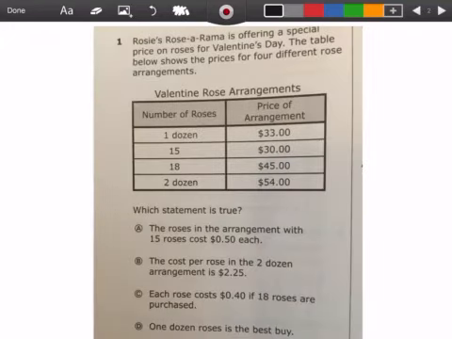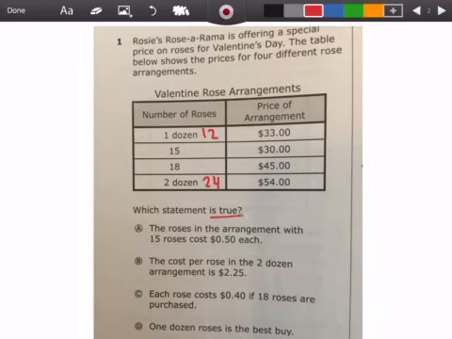Rosie's Rosorama is offering a special price on roses for Valentine's Day. The table below shows the prices for 4 different rose arrangements. So we have the number of roses shown and then the price arrangement. Now 1 dozen, of course, represents 12 roses, 15 roses, 18 roses, and 2 dozen is 24 roses. All right, the question's looking for which statement is true.